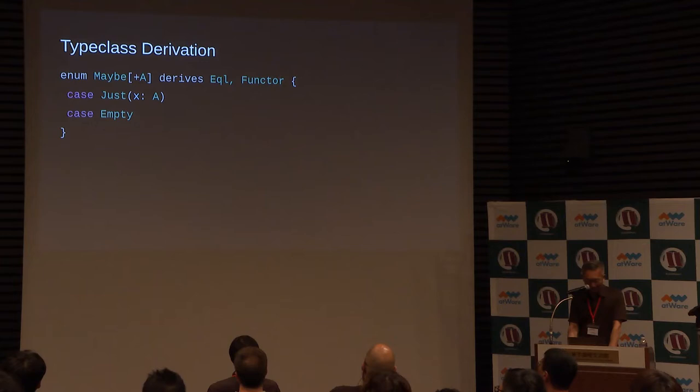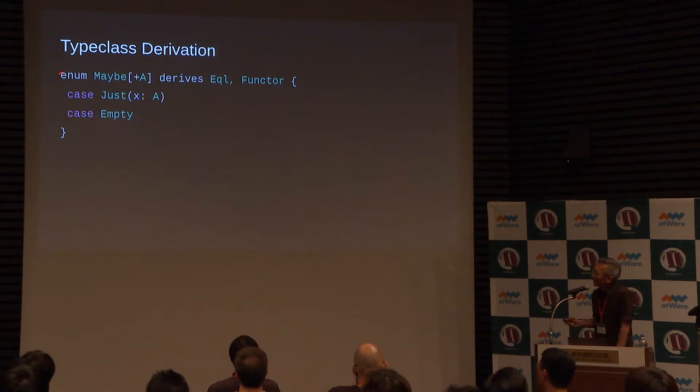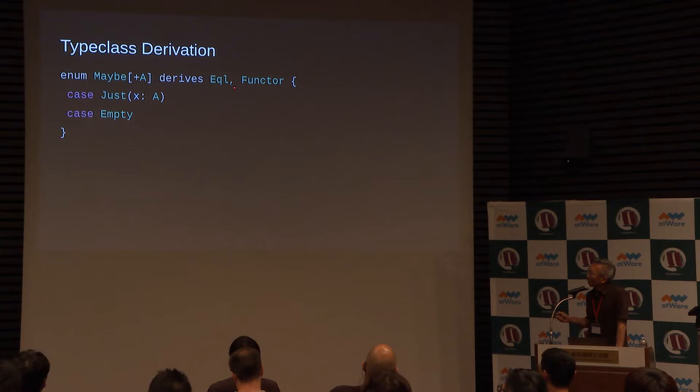Type class derivations. This is really cool too. Basically, we can derive, say Maybe, right? We saw this in Num earlier, and we can derive Eq from it. This is built into the Scala 3 library. But here is the Functor. This is our Functor, right? So we can also derive Functor from this, without writing any code, without writing the delegate, all right?